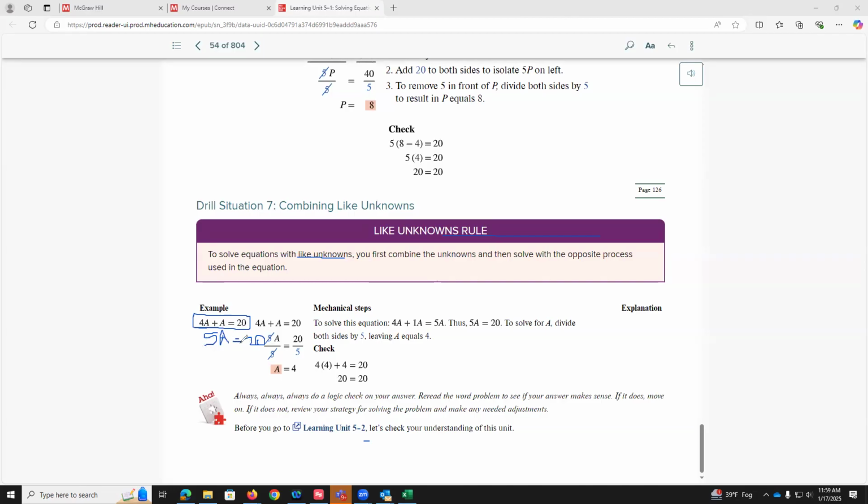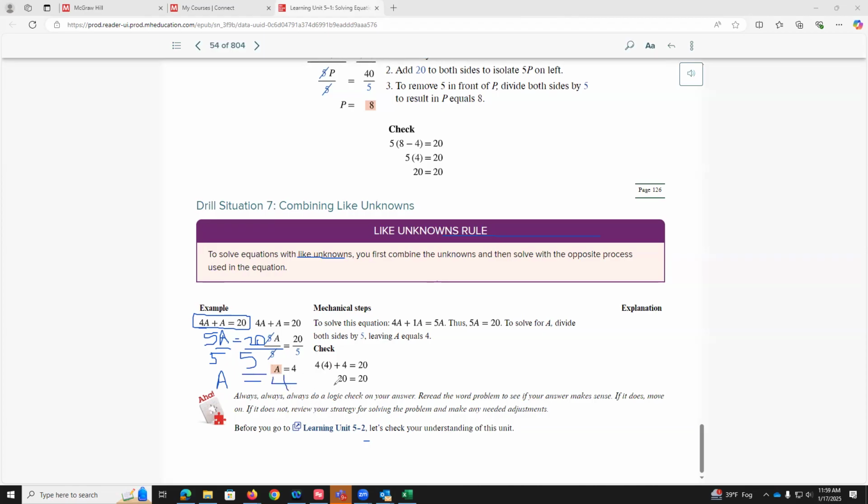We want our letters or our variables by themselves. And to do that, we have to use the opposite mathematical formula. And what we do to one side, we have to do to the other. So we are going to divide 5a by 5. We're going to divide 20 by 5. So that gives us a is going to be equal to 4.